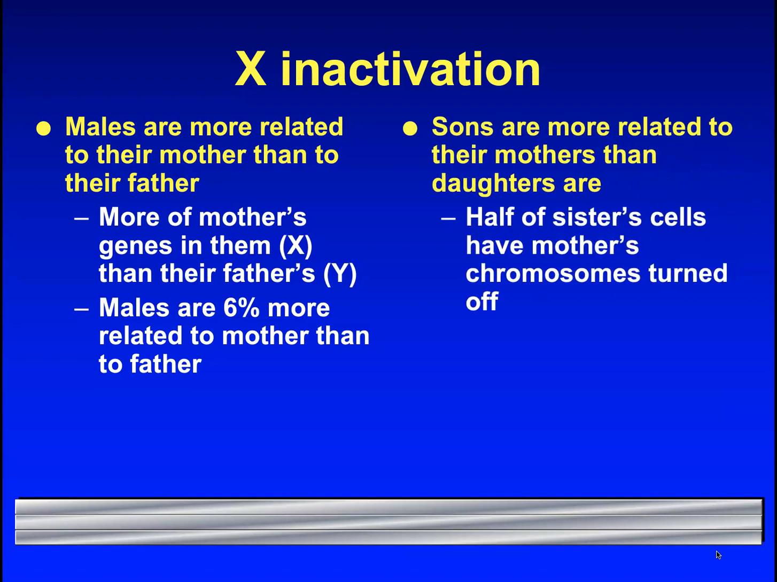Another thing, sons are more related to their mothers than daughters are, because a son gets 100% of mom's X chromosome. A daughter gets on average 50% of their mom's X chromosome. So it's another trivia, I think. Boys are 3% more genetically related to their mothers than sisters are. So you got a boy and a girl, they're the siblings. The boy is more related to the mom than the daughter is related to their mom, because she had half her X chromosomes turned off, and he has all of his X chromosomes from mom turned on.